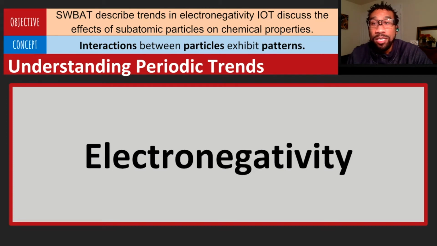And so the key to understanding how periodic trends work is that you need to understand that the interactions between the particles exhibit patterns. We're talking about the interactions between the protons in the nucleus and the electrons on the energy levels or on the energy shells. So let's begin.